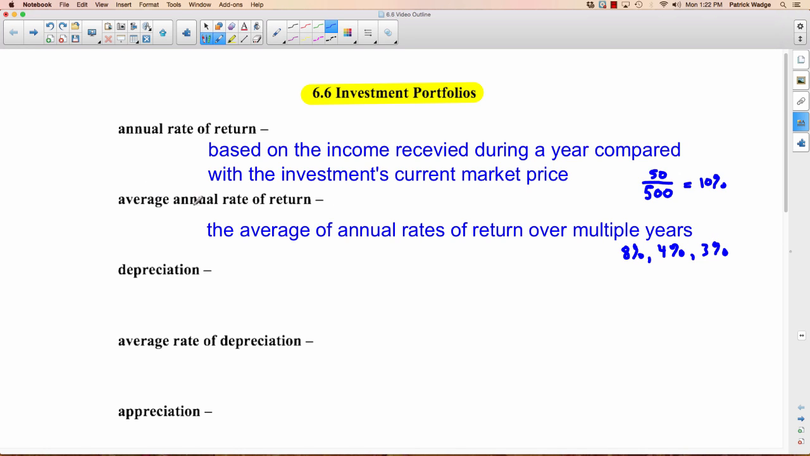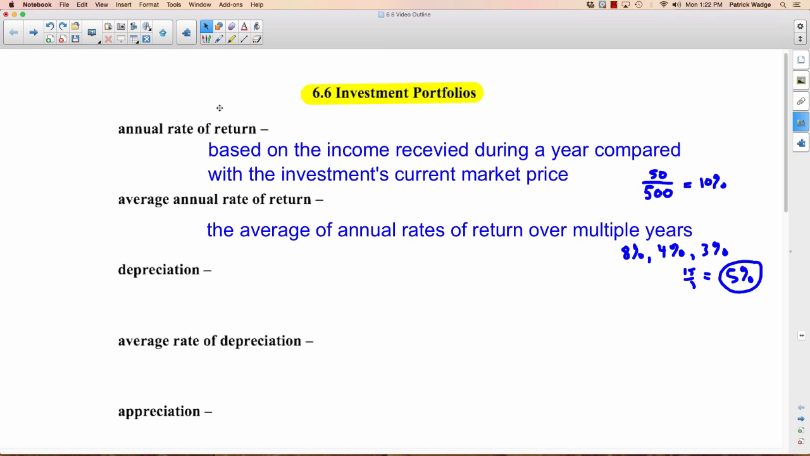If we want to get the average annual rate of return, we'd add all those up. 12 plus 3 is 15. Divide by how many years there are, 3, and 15 divided by 3 equals 5. The average annual rate of return is 5% over this 3-year period. Each one of these is an annual rate of return. This is the average annual rate of return.